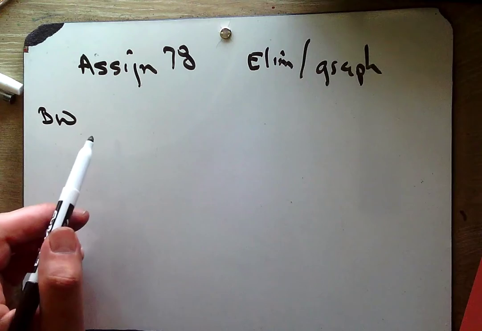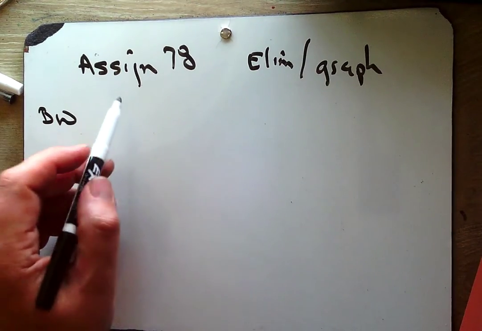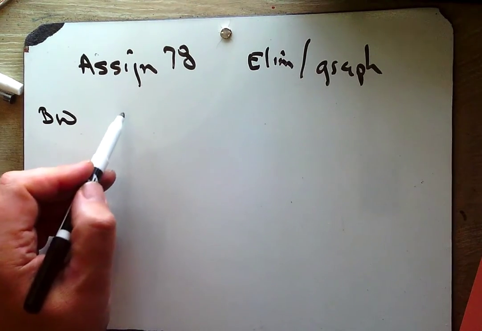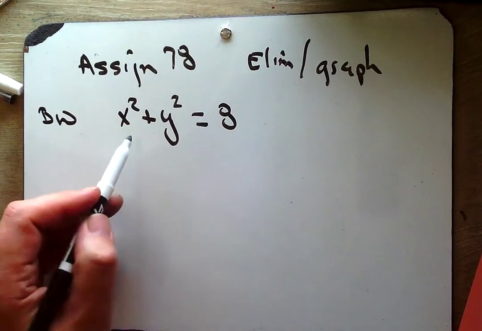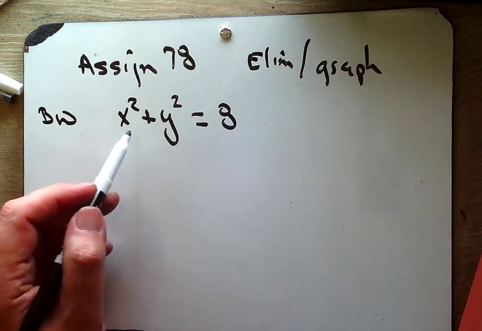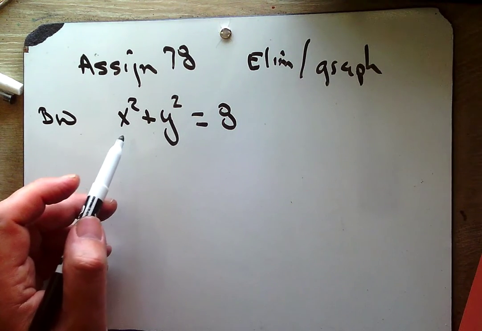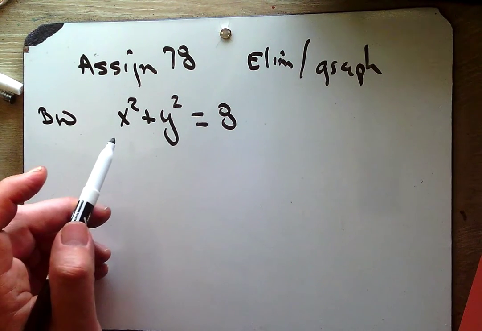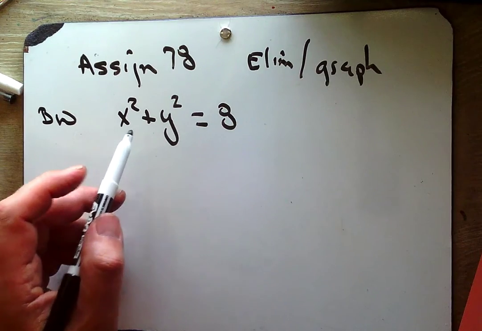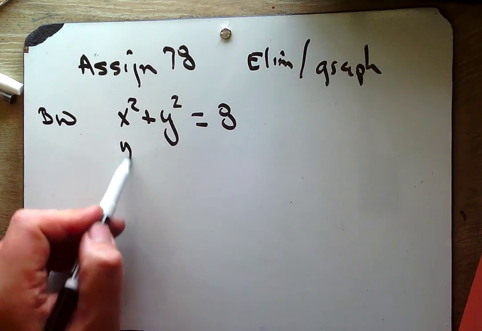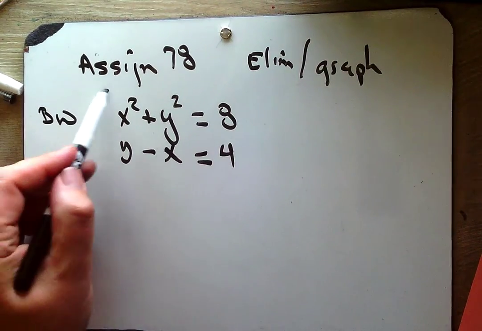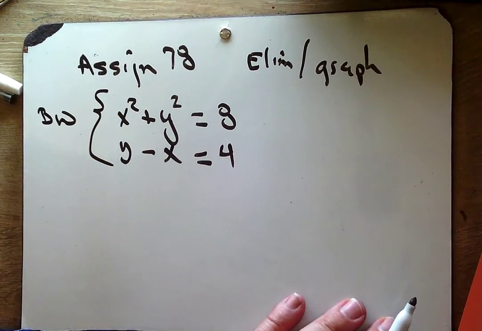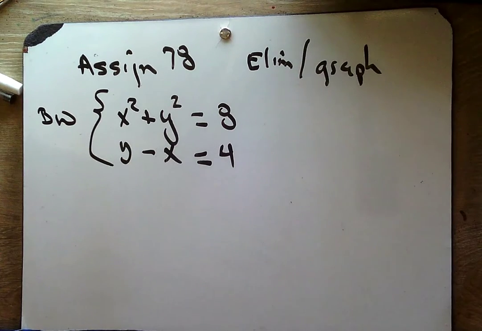three different ways. I would like you to solve this with substitution first. And then I would like you to solve this with elimination. And I'd like you to solve it graphically. Y minus x equals 4. Okay, so give it a try. Come back when you're ready.